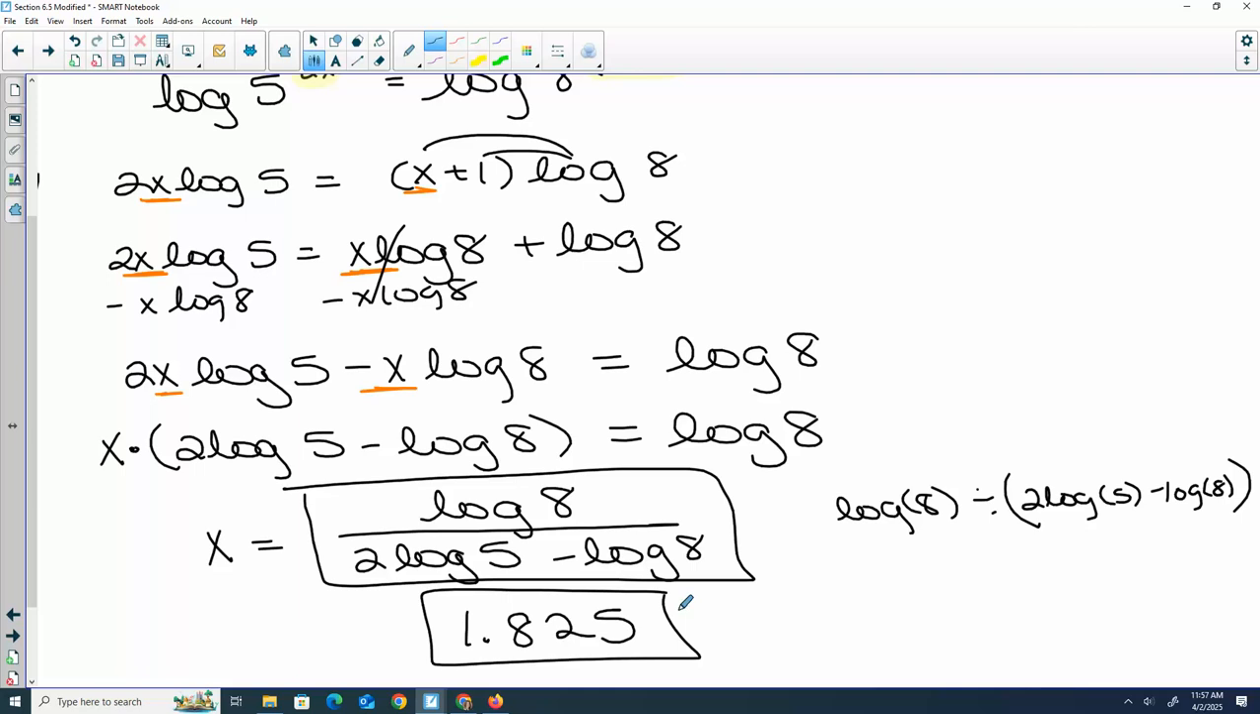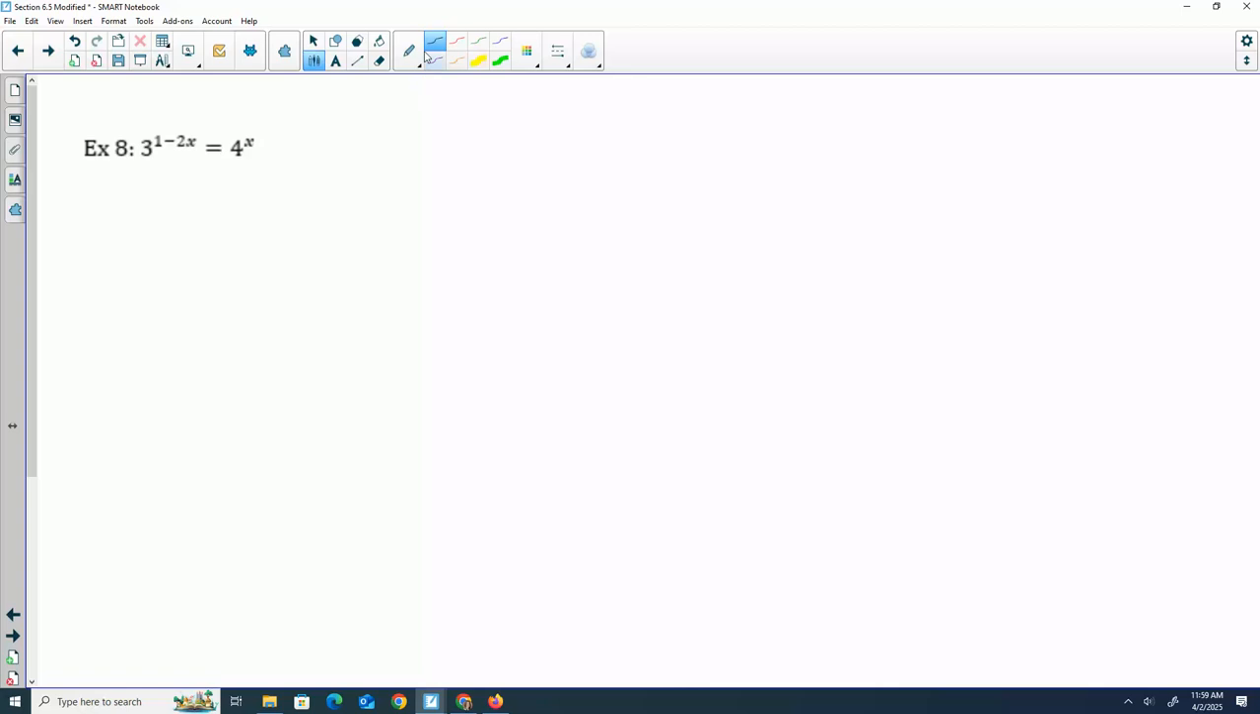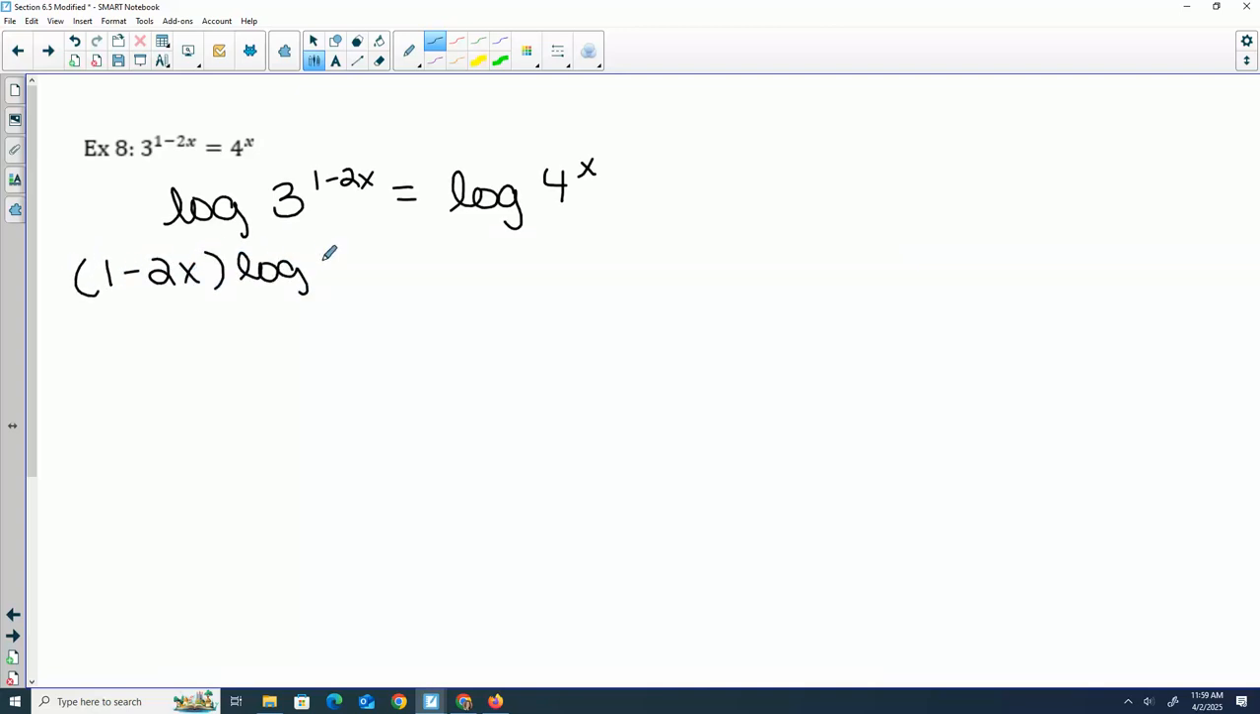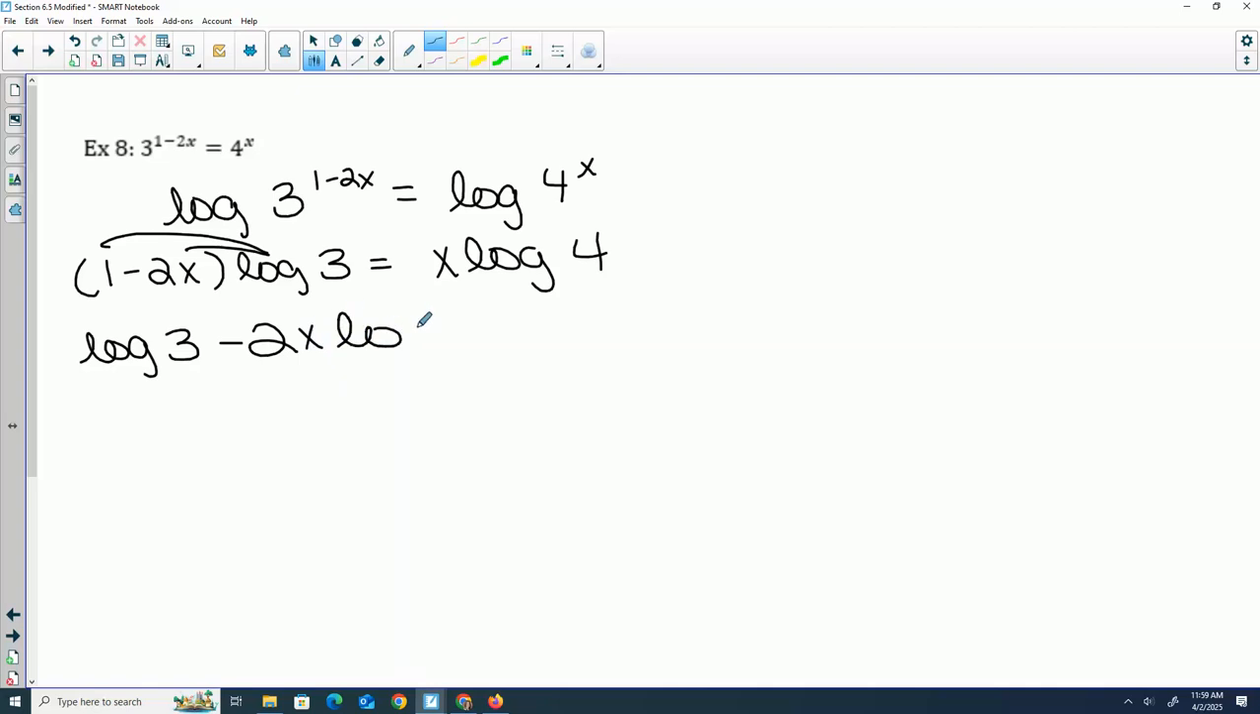Is that one okay? Try the next one. So we add the log on each side. Yeah, and some of you are going ahead and dropping down your exponent when you do that, which is totally fine. To distribute the log with the 1 minus 2x, 1 times log 3 is log 3. Minus 2x log 3.